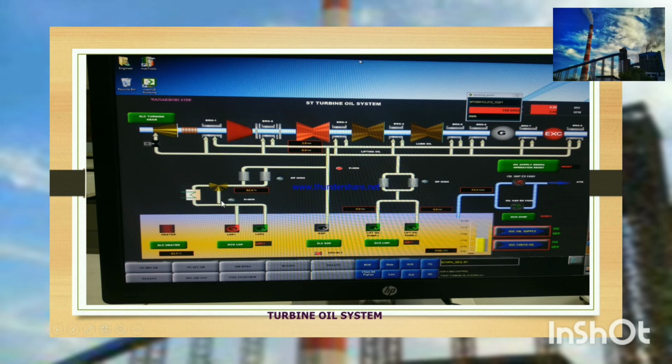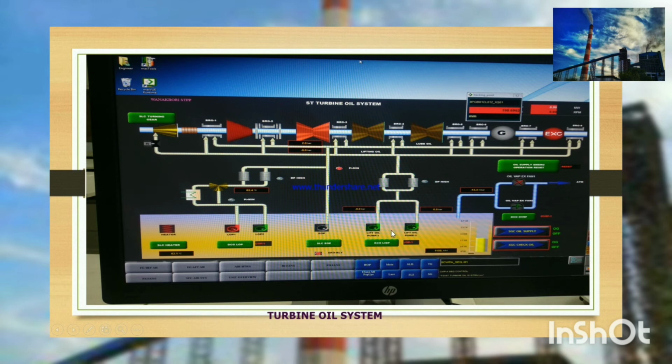If the temperature of the oil is high, we need to reduce the temperature by means of a cooler. In the cooler, the temperature of the oil gets reduced and it passes through duplex filters, where the dirt particles are removed from the oil, and it is applied to each of the 8 bearings.